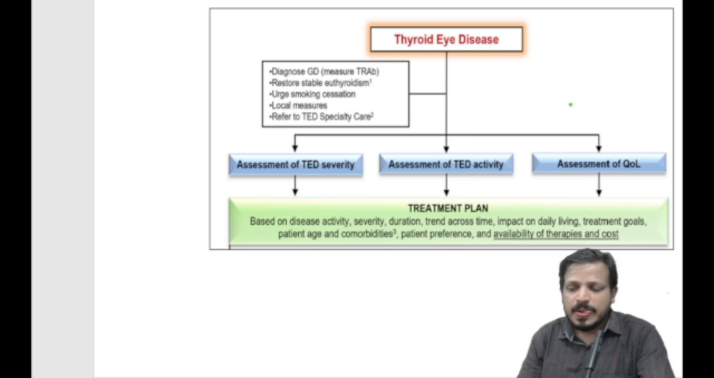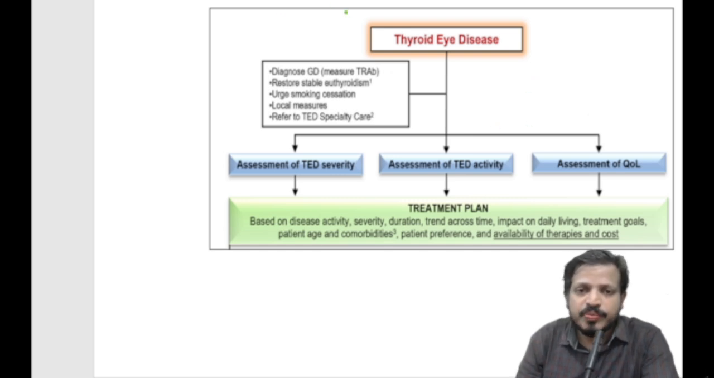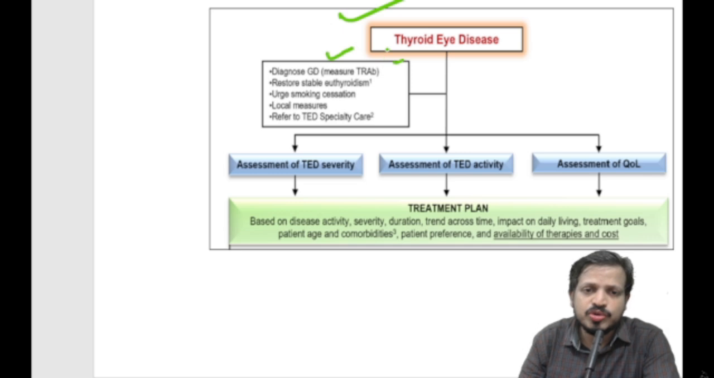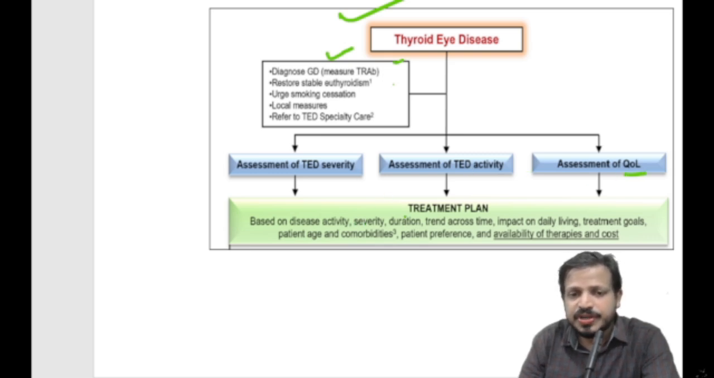Then to summarize all these things: in thyroid eye disease, we first diagnose the Graves' disease, accurately measure the TRAb, restore stable euthyroidism, advise smoking cessation, local measures, and refer to specialty care. Then we assess the thyroid eye disease severity and activity score. We assess the quality of life based on disease activity, severity, duration, trend across time, impact on quality of life, treatment goal, patient age, and comorbidity.